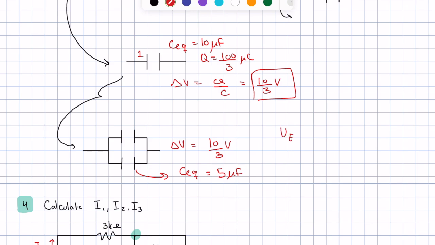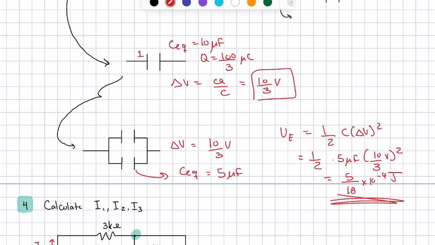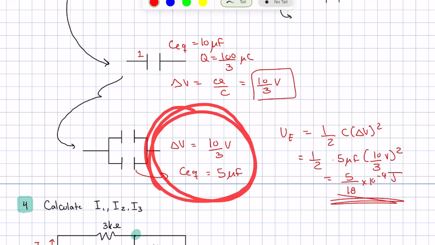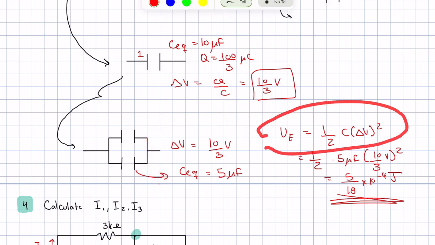It will be UE is equal to 1/2 C delta V squared, which is going to be equal to 1/2 times 5 microfarads times 10 over 3 volts squared, which is going to be 5 over 18 times 10 to the negative 4 joules. Again, it's really just getting all of these values here and then knowing what equation to use, plugging everything in, and getting something.